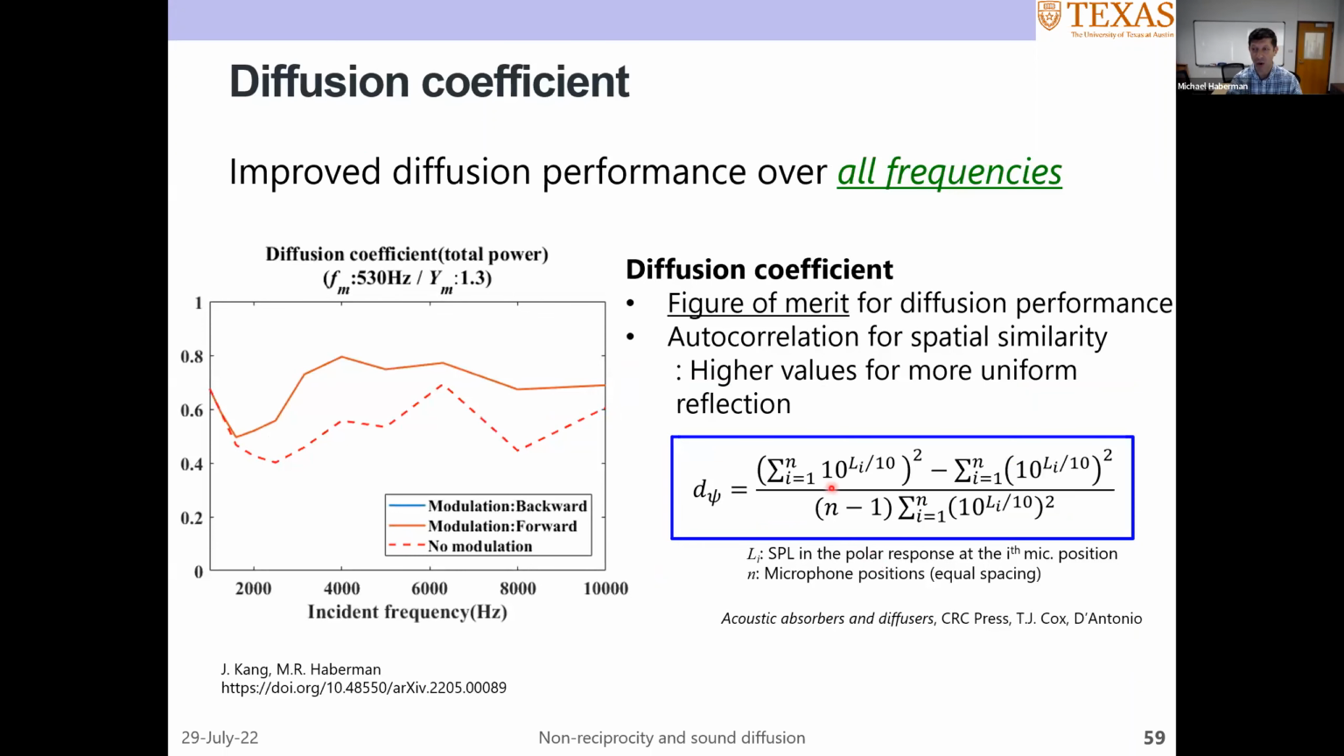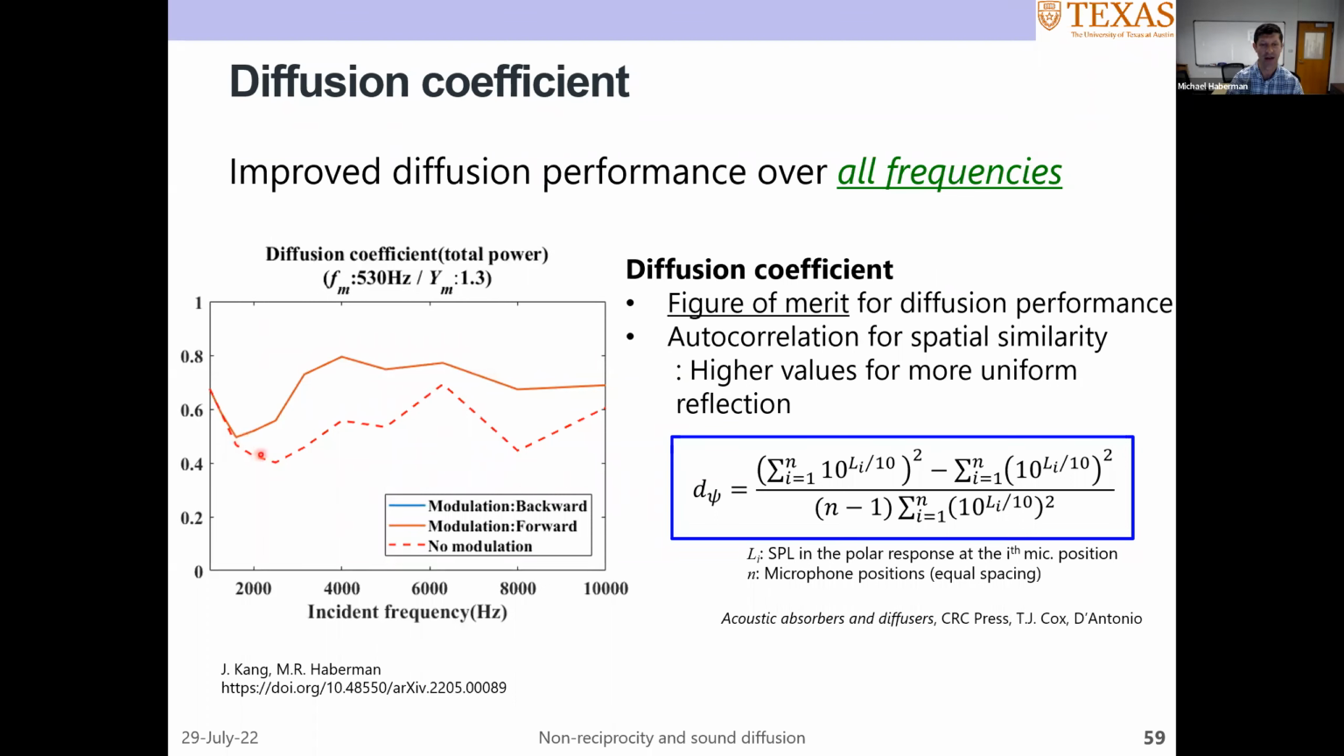Okay, now we can quantify this. There's something known as the diffusion coefficient, which is an autocorrelation of spatial similarity, a classical architectural acoustics measurement. You can look it up. It's not terribly complicated. It has to do with the sound power levels in any given direction. Basically, the bigger this value is, the more diffuse the sound field is. So we ran this case for the same modulation frequency and amplitude as a function of different incident wave frequencies, I apologize. The closer to 1, the more purely diffuse the field.